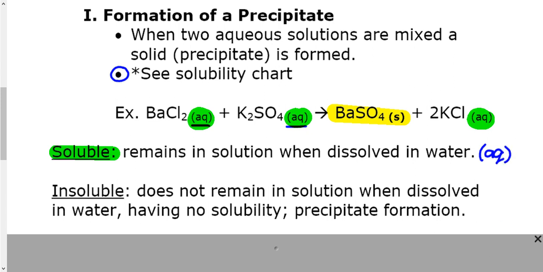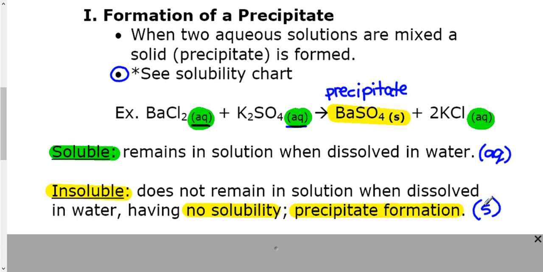But what does insoluble mean? That means it doesn't remain dissolved in solution. It has no solubility, and that means we get our precipitate form. Or here in this example, barium sulfate, that's our precipitate. So precipitate formation means solid.